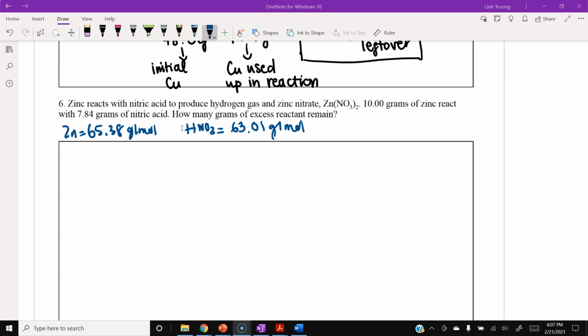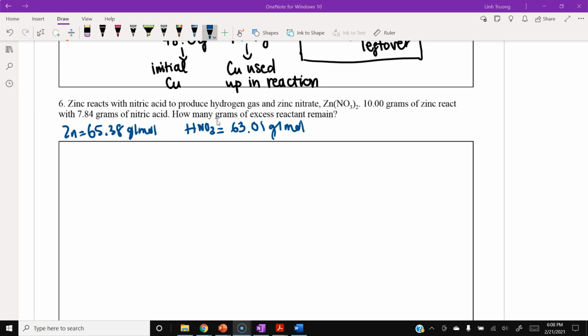That's what we're trying to find. Now, same thing as before, where we have 2 pieces of information. Here I have zinc reacting with nitric acid to produce hydrogen gas and zinc nitrate. I have piece of information number 1, 10 grams of zinc, and piece of information number 2, 7.84 grams of nitric acid. Because I have 2 pieces of information, you should have 2 different calculations. For this question, your calculation should answer this question: how much of one reactant needs of the other reactant?